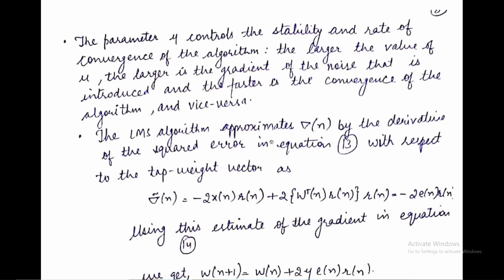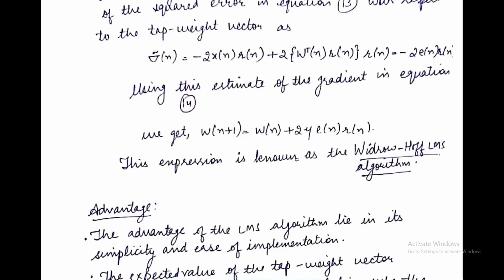So W n plus 1, which is nothing but the new tap weight, is equal to the old tap weight, that is W n, plus 2 times mu into e n into r n. r n is the reference input, e n is the difference of, we can say, v n minus the output of the tap weight or adaptive filter, and mu is a constant you have to choose. So this is the equation of the new tap weight. So we have designed an adaptive filter, or I can say an optimal adaptive filter. So this was all in this lecture. Thank you.